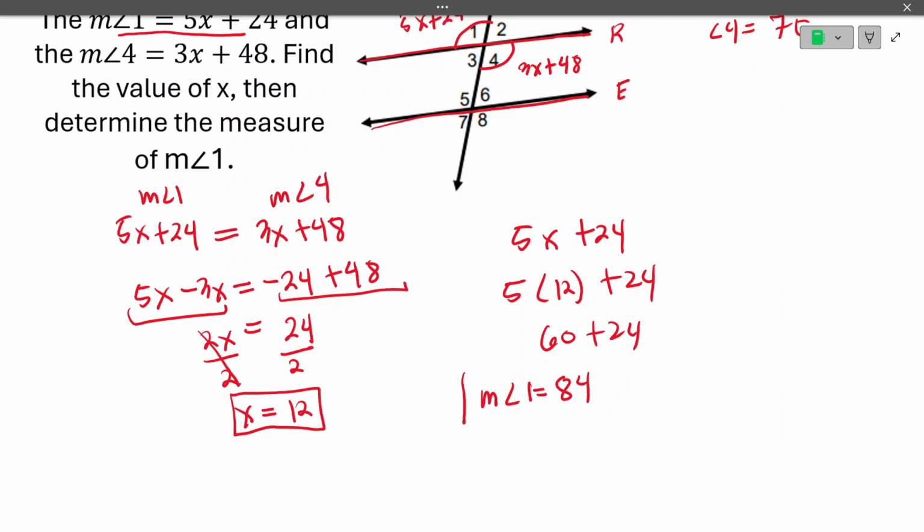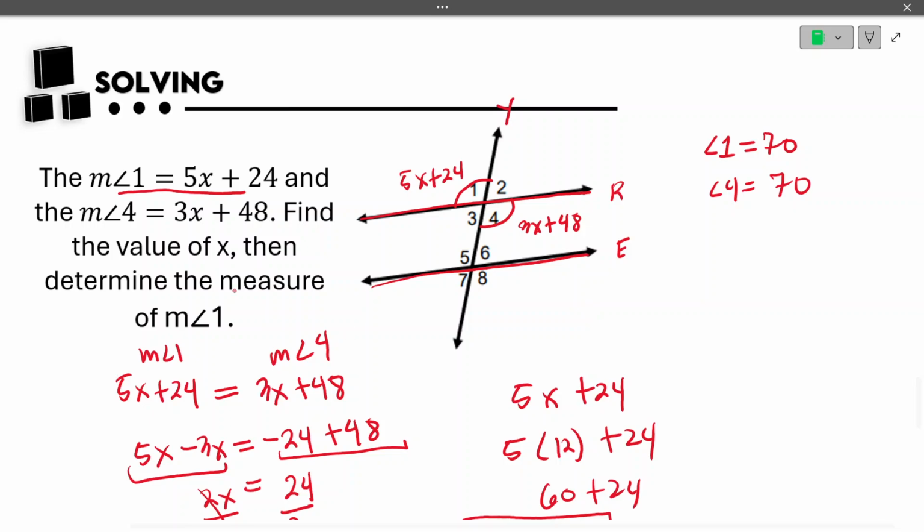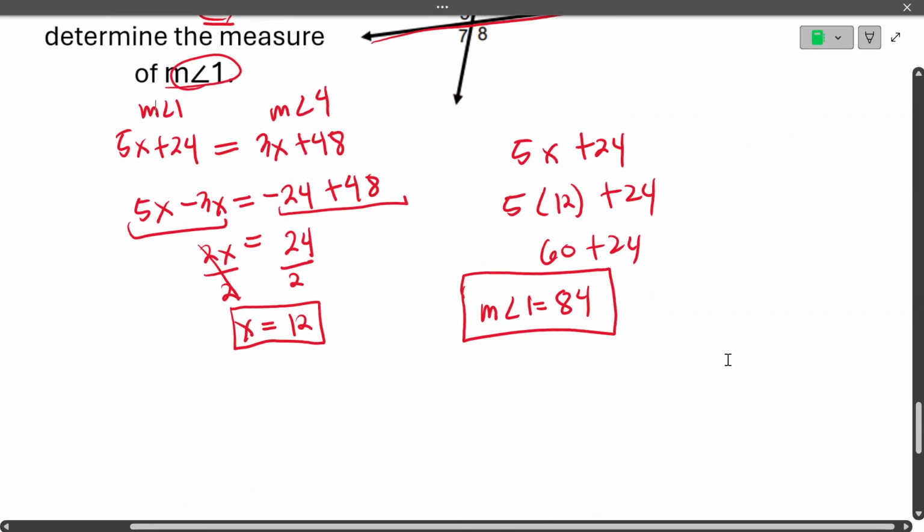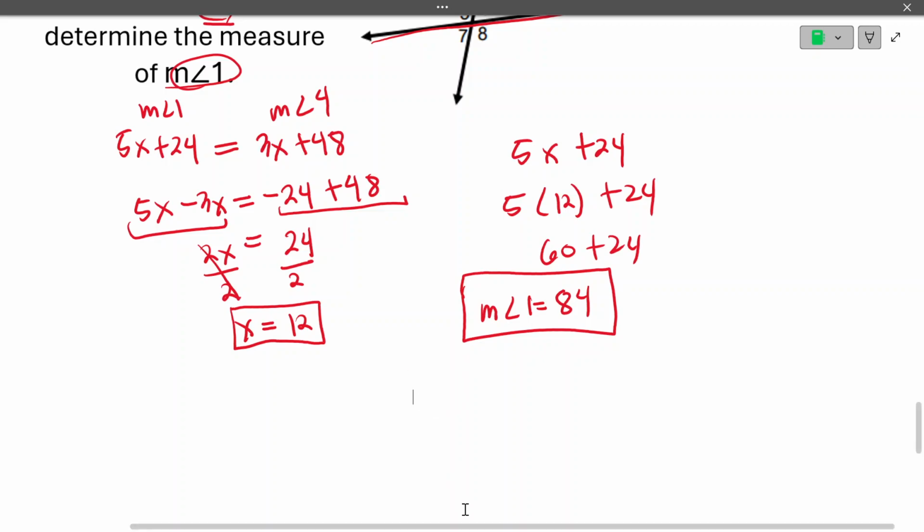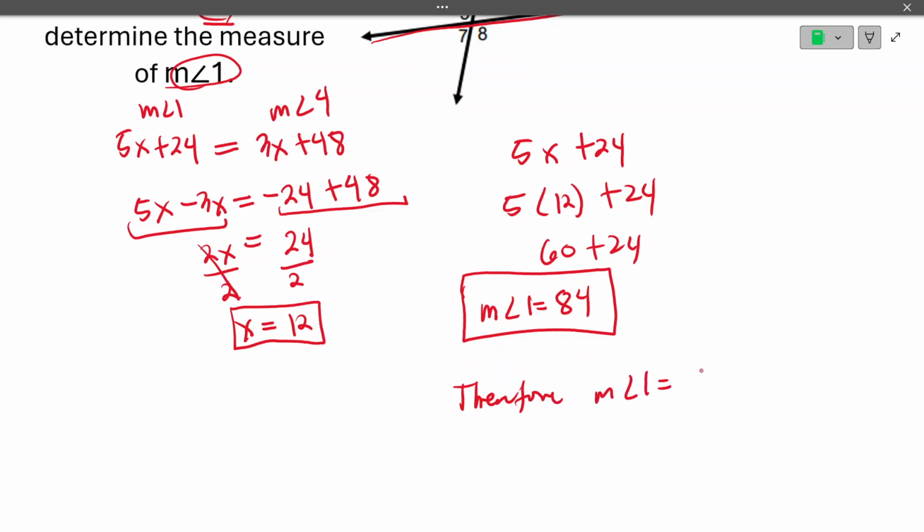Did we answer the question? Let's go over the question first. We found x and we found the measurement of angle 1. So this is how you answer. Therefore, we can say, hold on. Therefore, the measurement of angle 1 is 84 degrees. That's it.